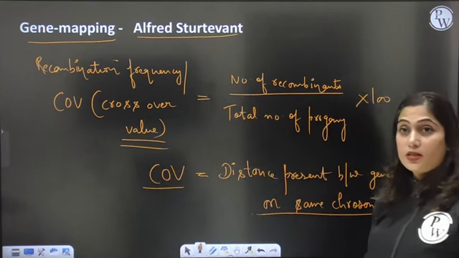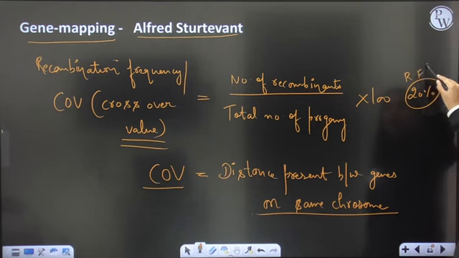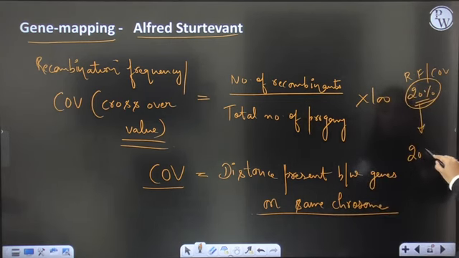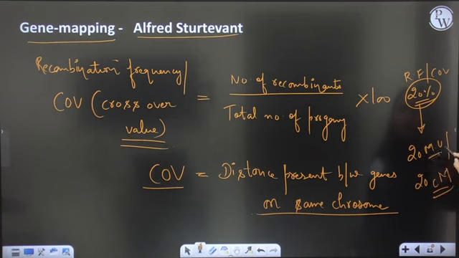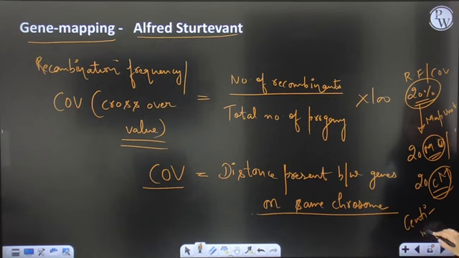Suppose, for instance, the recombination frequency between two genes is 20%. The recombination frequency or crossover value is 20%. Then what is the meaning of this? That means the distance between the two genes is 20 map units or 20 centimorgan. The distance which we use for the calculation of distance between the genes on chromosome is measured either in the form of map unit or in the form of centimorgan.